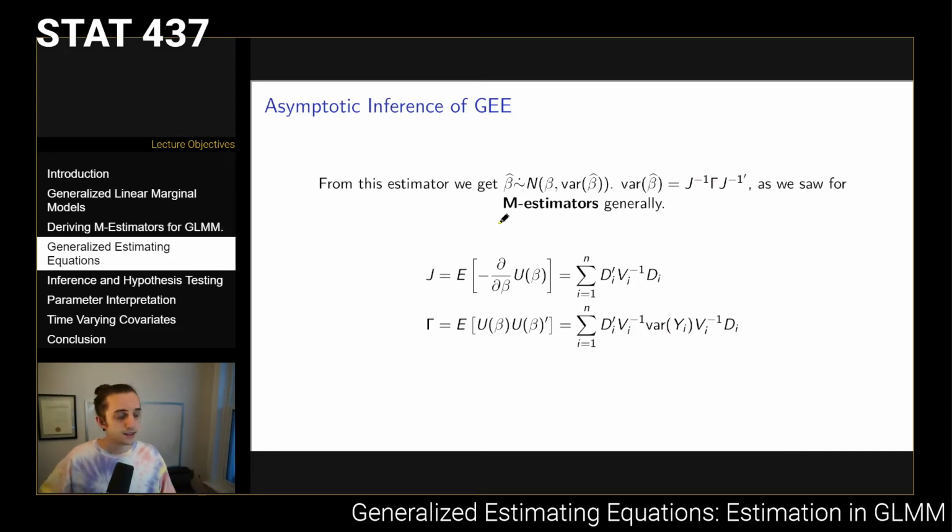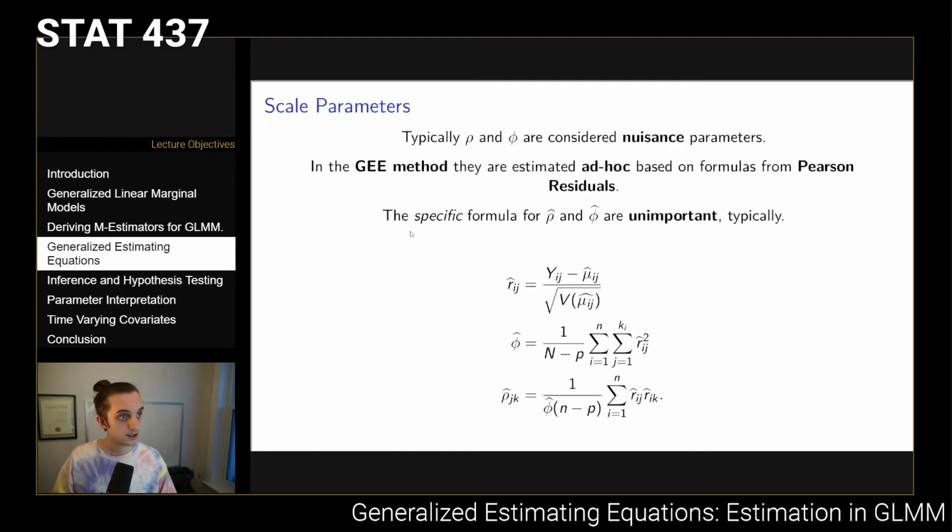And so there is some simplification that can sometimes happen here, but that's only happening when VI is correctly specified. If VI is not correctly specified, this is all still valid. And that's another really important point. The only thing that we require in order for this to be valid is that our mean, which means our link function and our linear predictor, is correctly specified. Everything else is just going to help with the efficiency of the estimators.